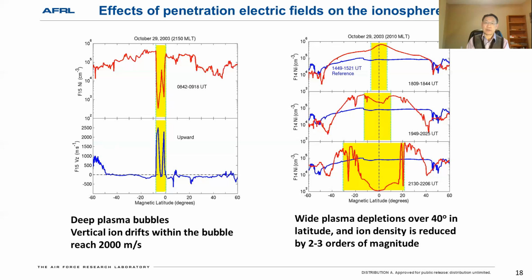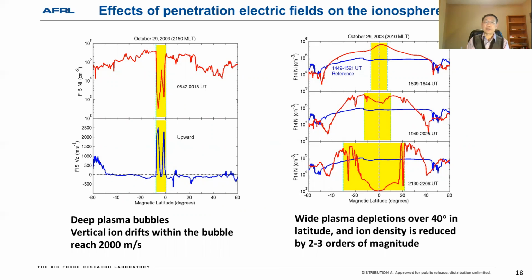This slide presents the details of the topside ion density measured by the DMSP satellites. The left figure shows a very deep plasma bubble over the magnetic equator. The ion density is decreased by 2 orders of magnitude, and the vertical ion drifts inside the plasma bubble reach 2,000 meters per second. The very large ion drifts are caused by polarization electric fields inside the bubble.